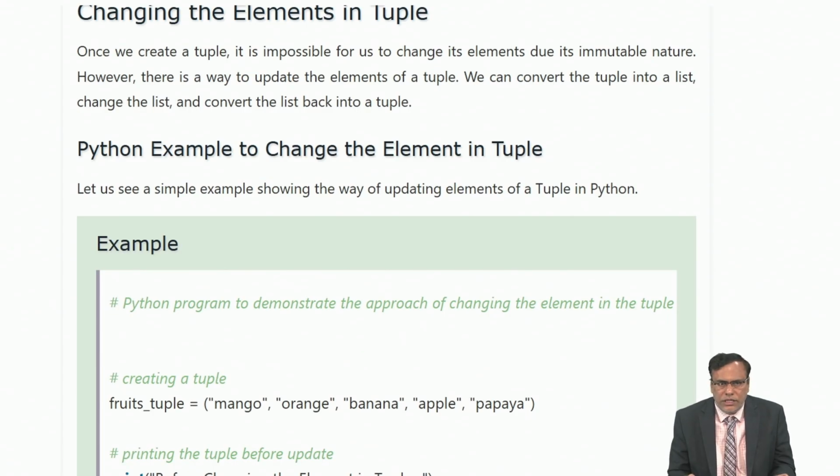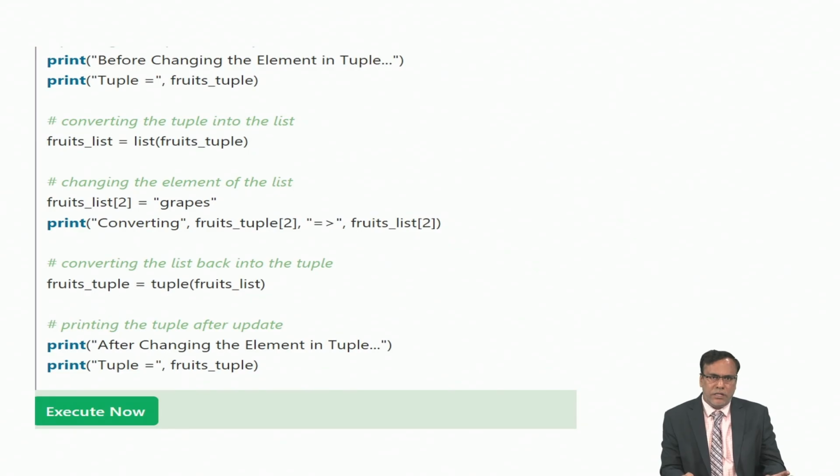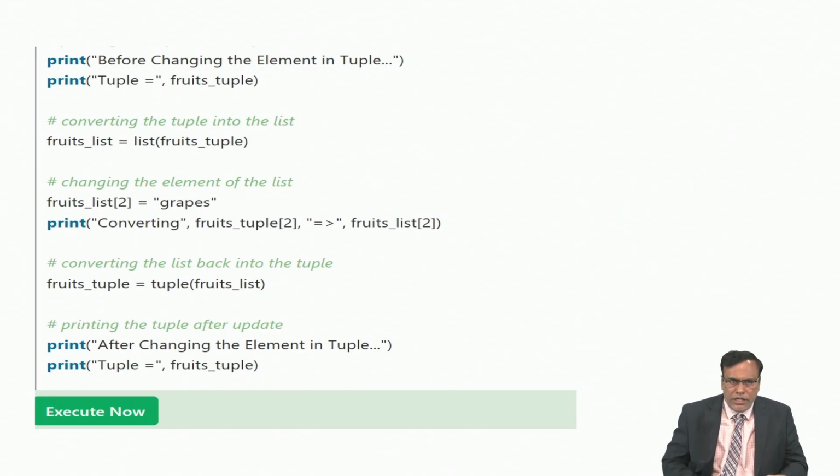This is a tuple having 5 elements, that is the names of fruits tuple. You have 5 values: mango, orange, banana, apple, papaya. Here we are trying to modify the content of that tuple. What happens? If you try to directly modify the content of the tuple, it is going to show an error, being it is immutable.